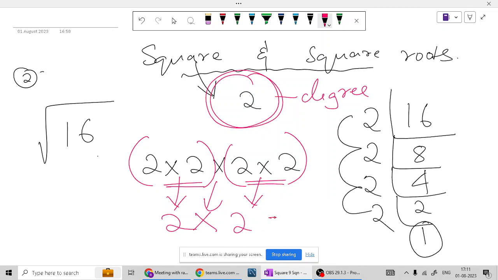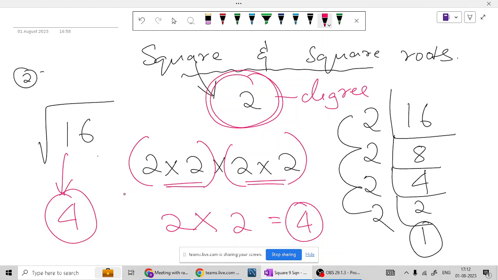So 2 into 2 is 4. So what's the square root of 16? The answer is 4. Just 4. It's not 4 square or 2 square. It is just 4. Fine, understood?